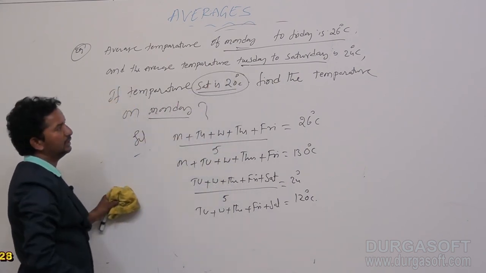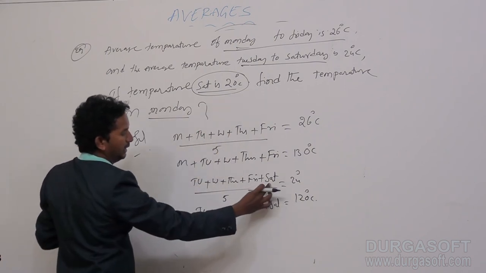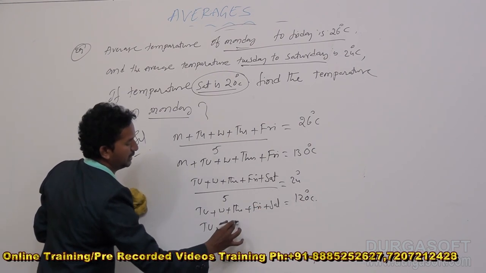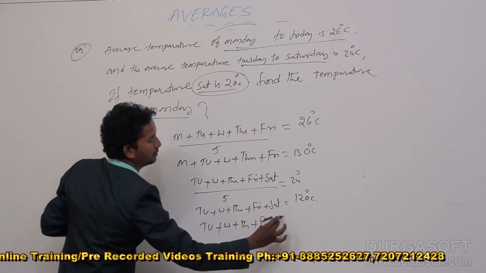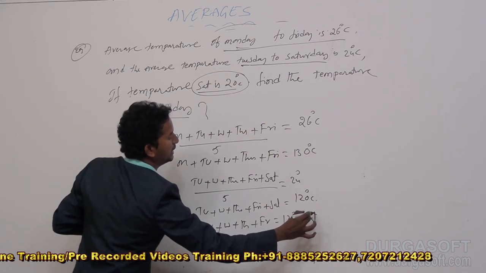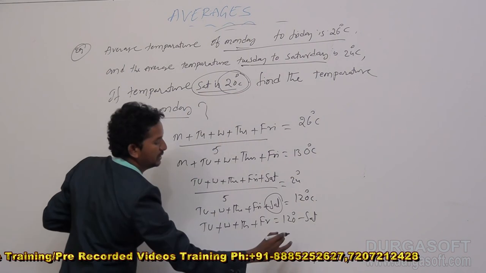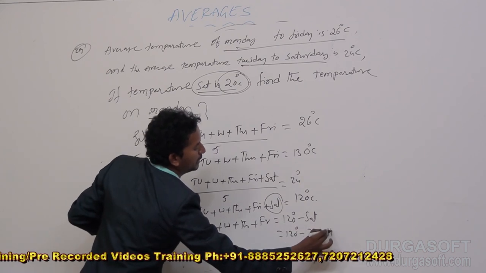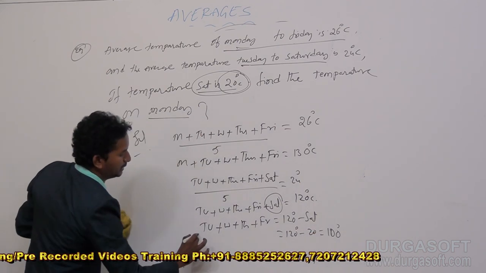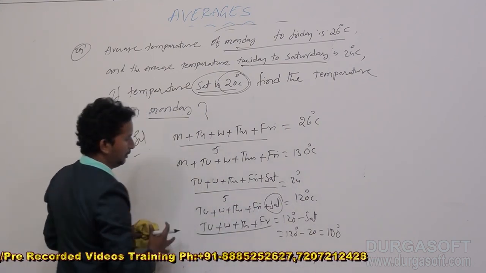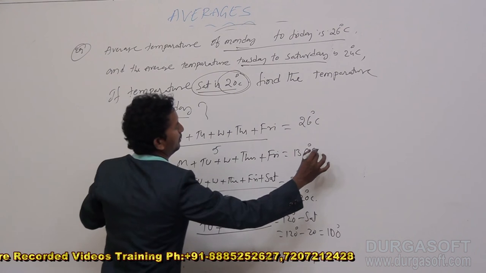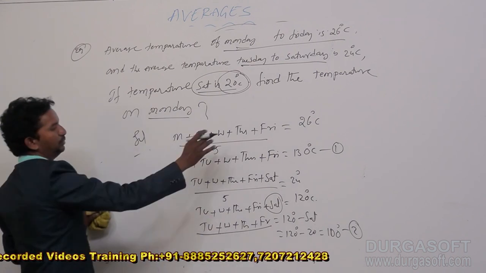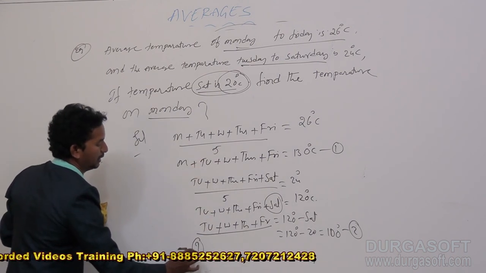Now the temperature on Saturday is given as 20. Tuesday plus Wednesday plus Thursday plus Friday is 120 degrees minus Saturday, which is 20 degrees, equal to 100 degrees. So this is the Tuesday to Friday sum. I'm taking the first one as equation number 1 and this as equation number 2. Now I'm substituting 2 in 1.